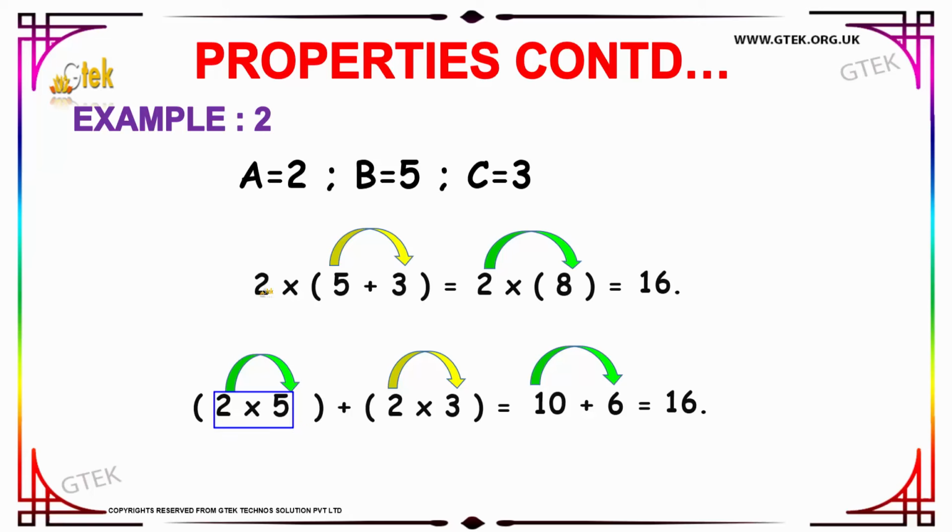We'll distribute the value of 2 to both the terms inside the bracket, which is an addition. So 2 multiplied by 5 plus 2 multiplied by 3 will give you 2 5s are 10 plus 2 3s are 6, which gives you the final answer to be 16. So if you see, both the answers are same. This implies that your distributive property holds.